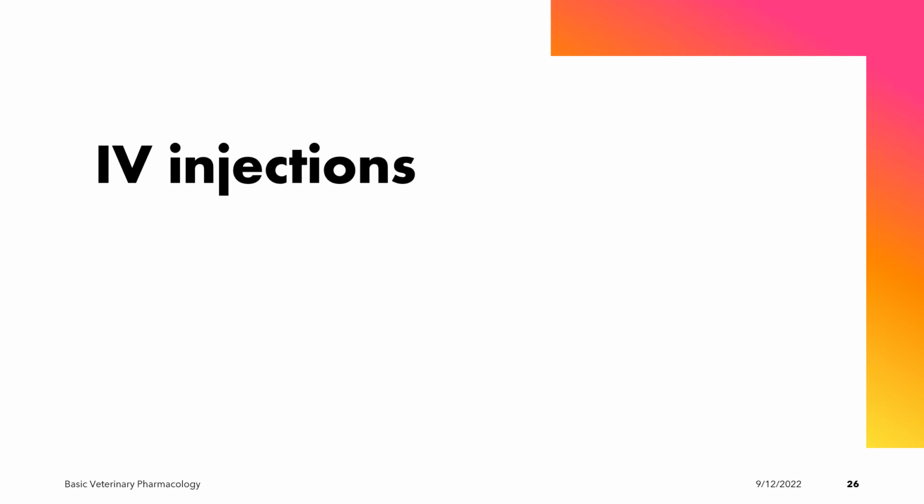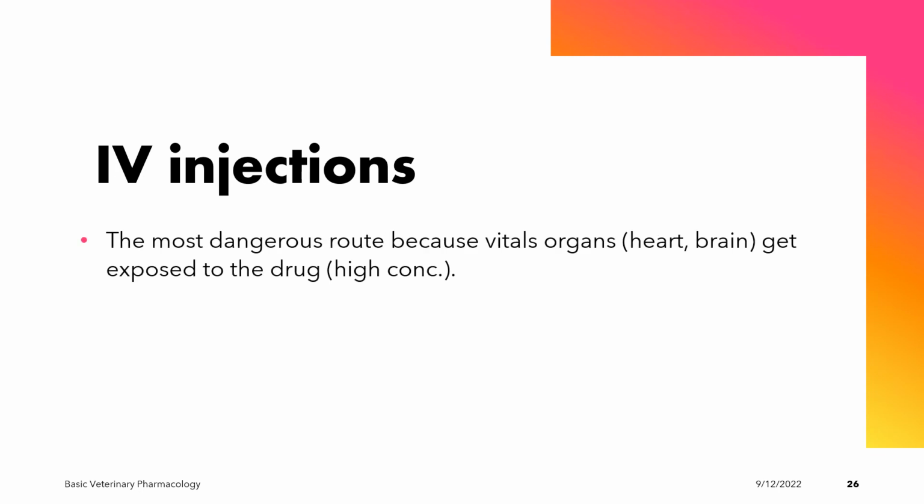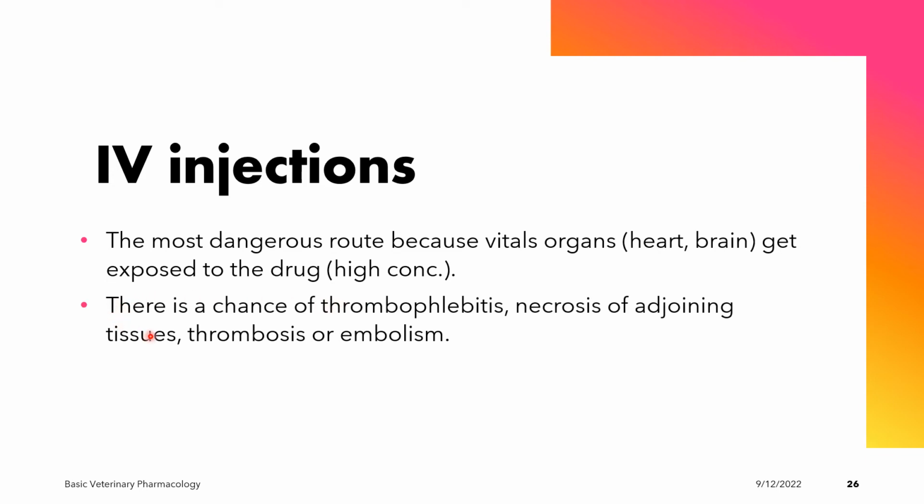The IV route is considered to be the most dangerous route of drug administration because the vital organs such as the heart and the brain get exposed to the drug in high concentrations. There is also a risk for the development of thrombophlebitis. When we say thrombophlebitis, that is the swelling or inflammation of the vein. There can also be necrosis of the adjoining tissues. There can also be the development of thrombosis or embolism that can affect the blood circulation, particularly the transport of oxygen in the bloodstream.